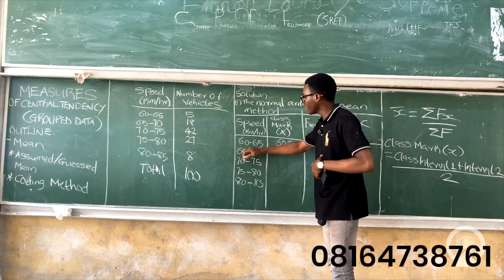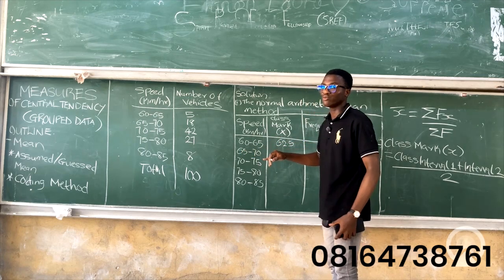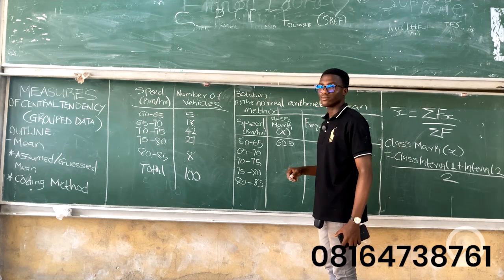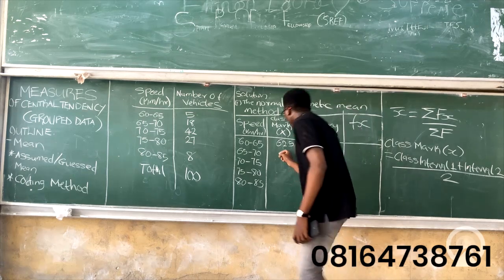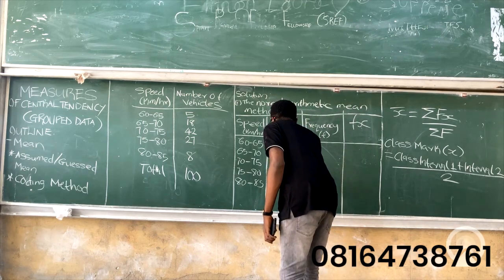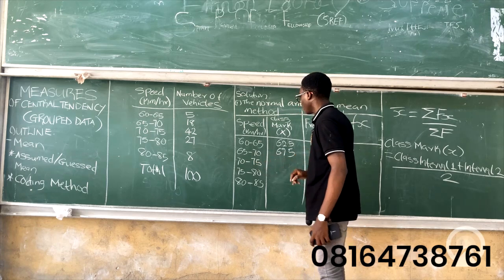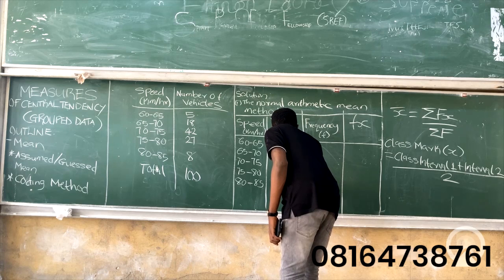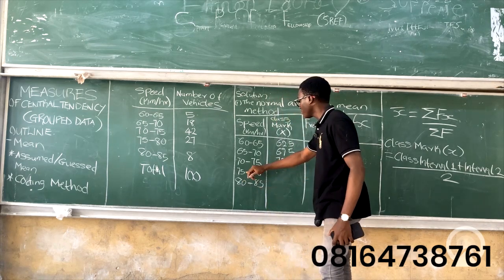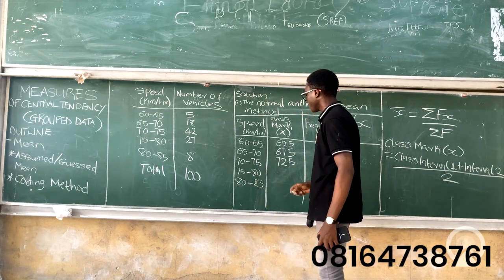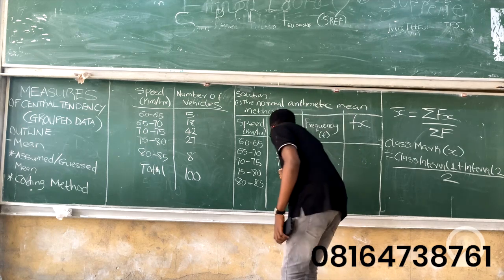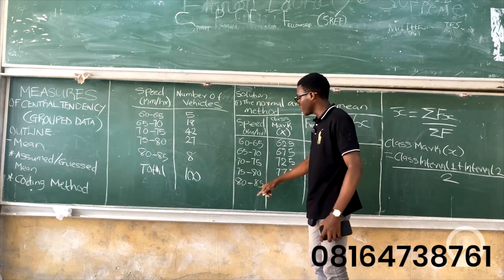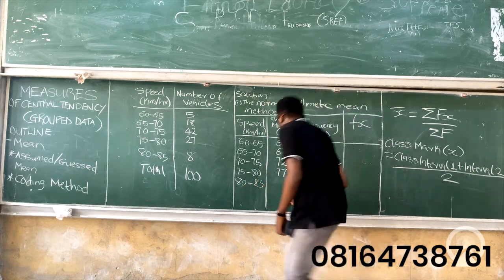For the next, we have 65 plus 70 all divided by 2, which is 67.5. For this, we have 70 plus 75 divided by 2, which is 72.5. For this class interval, we have 75 plus 80 divided by 2, which is 77.5. And for the final class interval, we have 80 plus 85 divided by 2, which is 82.5.